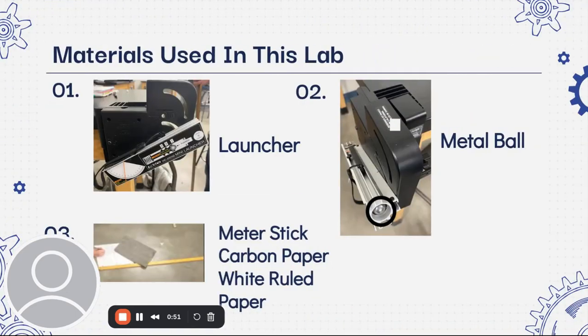Materials used in this lab will be a launcher, as in the first picture. Our second is a metal ball, which was already inserted into the launcher, as you can see circled in a black circle. And our third is a meter stick, carbon paper, and white paper, which will all be used together.